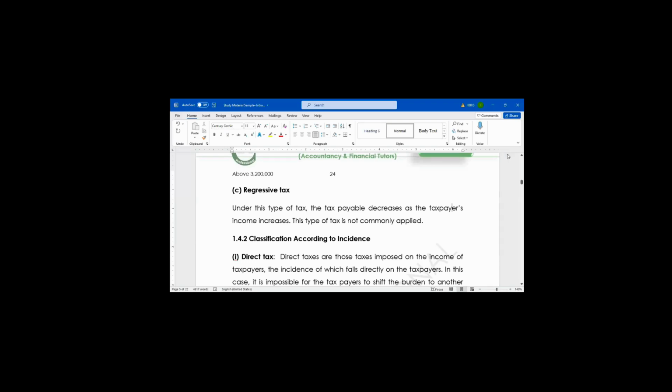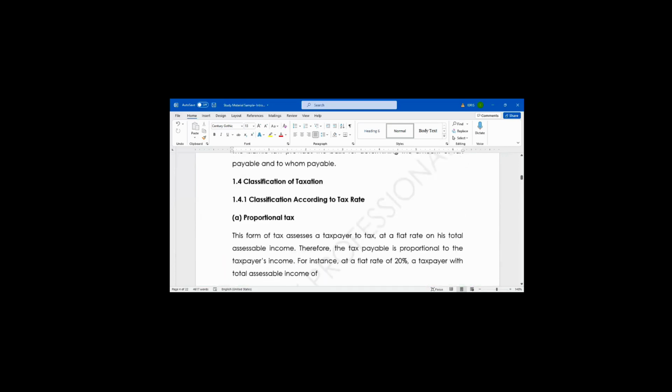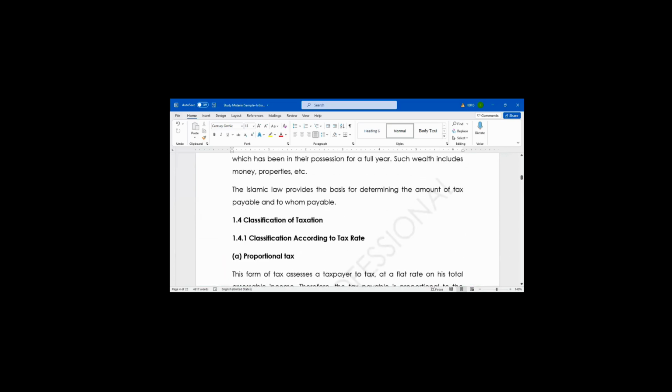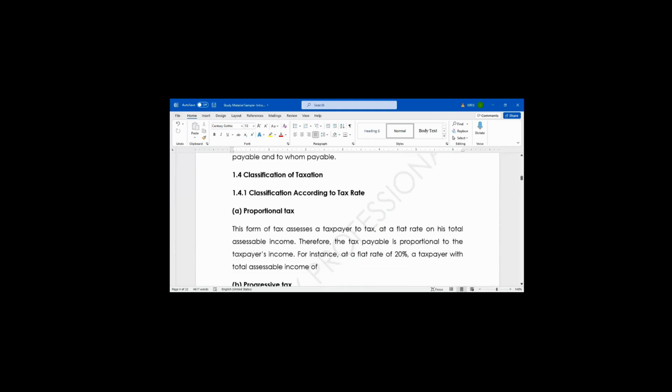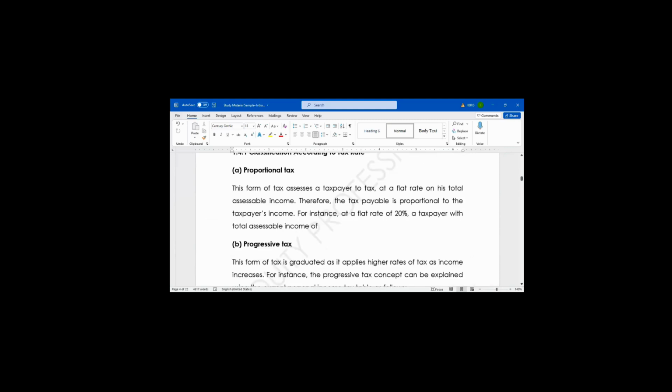Another type of tax under classification according to tax rate: proportional tax. A proportional tax is a tax system where the tax rate remains the same despite changes in income level.